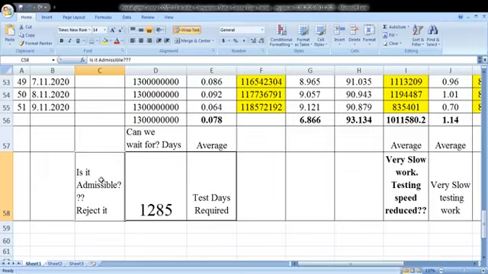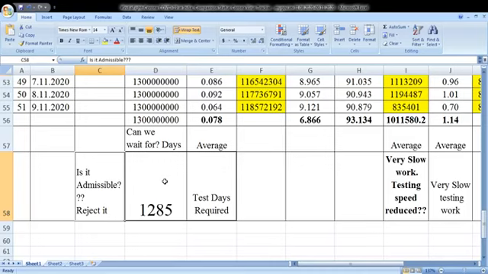This is now a kind of matrix from this projection. What do you think about this? According to this, 1285 is the number of days required for completing testing, and it's more than 3 years.